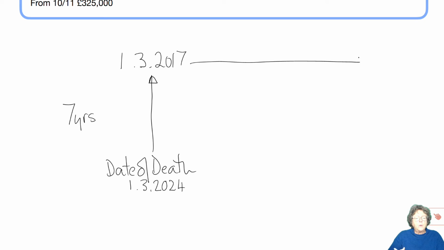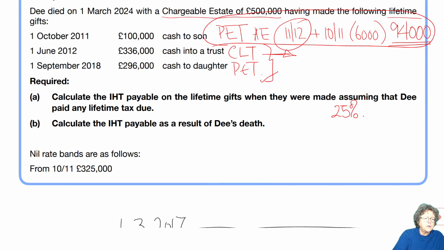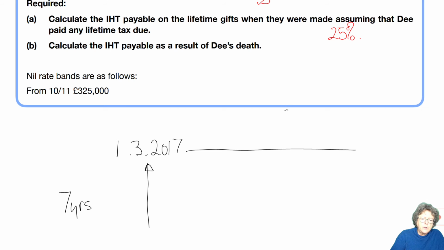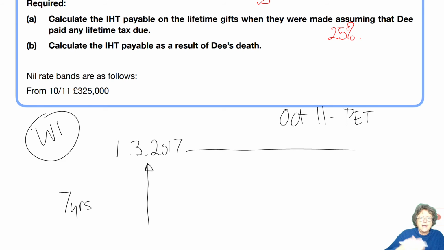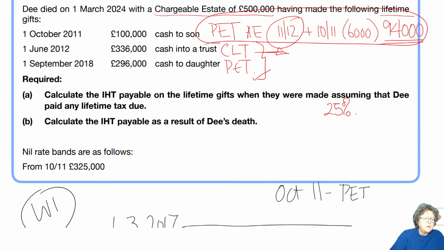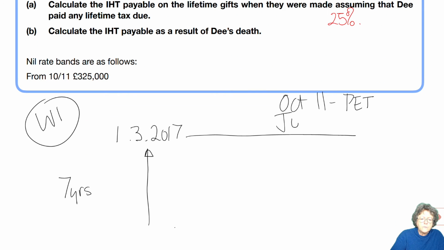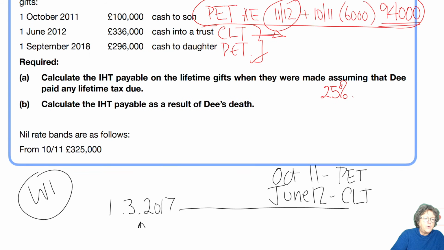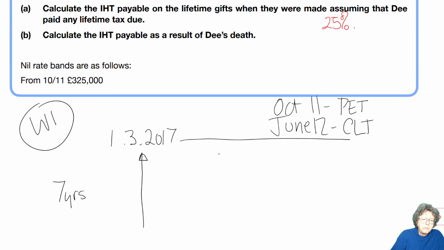Now, what we do now is to slot into this little diagram all the gifts that took place. So the first gift was in October 2011, and it was a PET. So what you're doing is just, this is a nice working, just to help you to understand how you're going to deal with stage 2. June 12. All of these were before, so that's a CLT. All these before, and then September 18. And that was a PET.